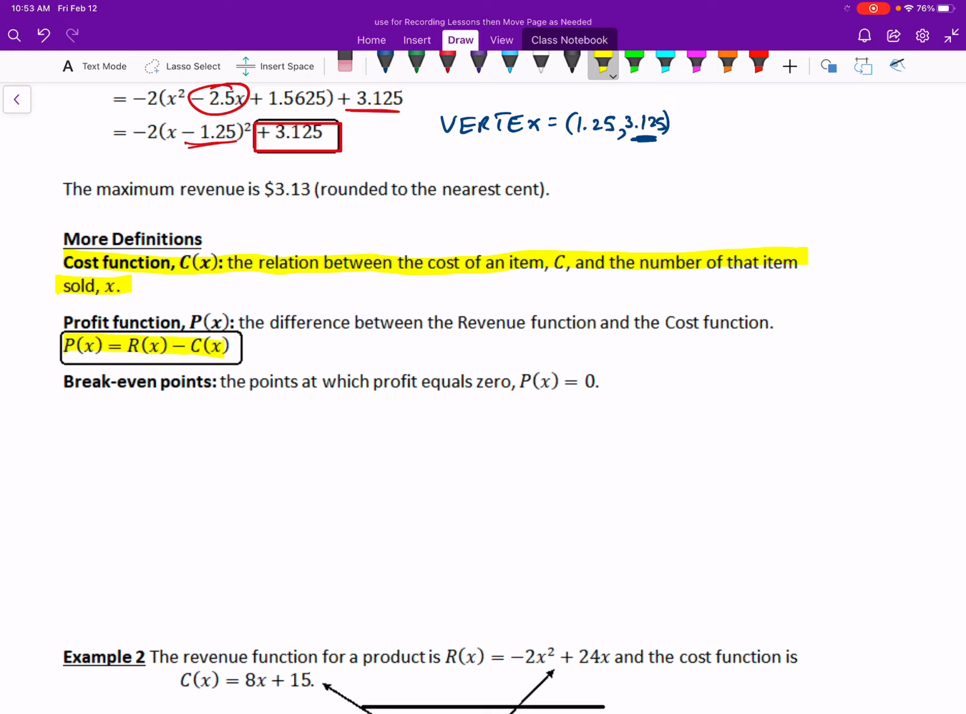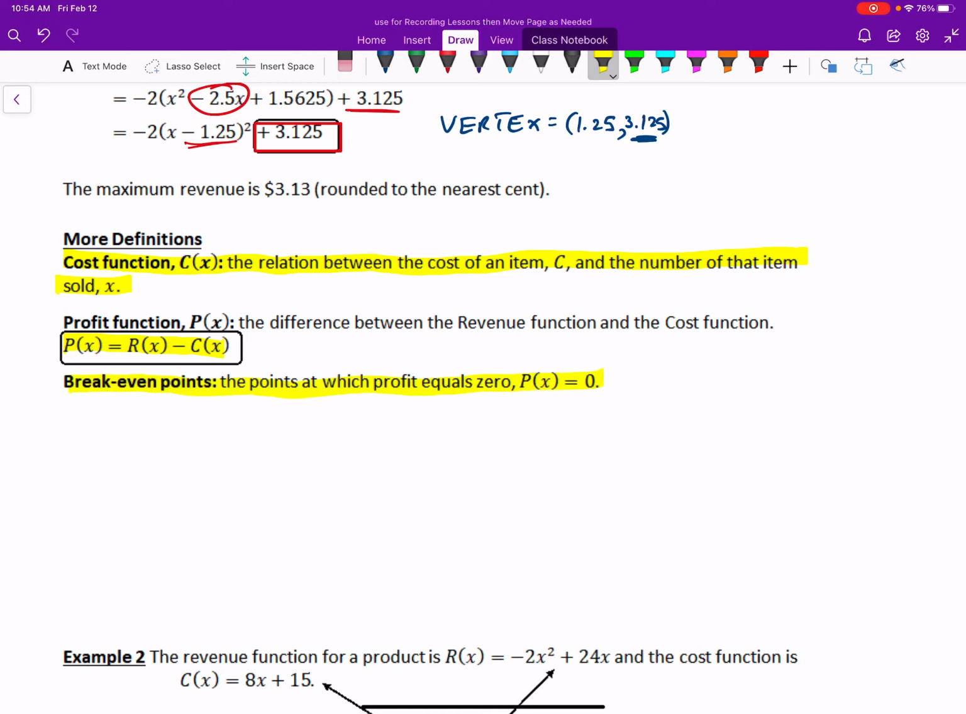And the profit is just the difference between revenue and cost. So revenue is how much money I take in. Cost is how much money it costs to produce a product. The profit's the difference, right? So the profit function is just revenue minus cost. And the last definition, break-even points, that's the point at which profit equals 0.